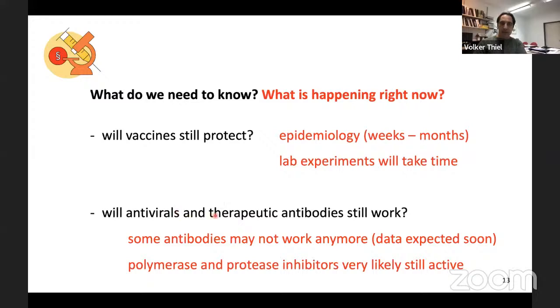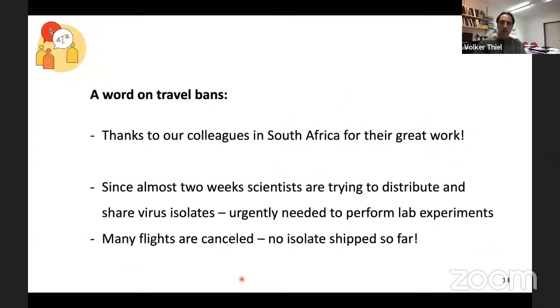Antivirals and therapeutic antibodies, will they still work? For sure, some antibodies that target those regions that are mutated in Omicron will probably lose their efficacy, but there will be surely some antibodies left that could be used as therapeutic antibodies. And for sure, antivirals that are currently the licensed ones are targeting polymerase and the protease. This is another target than the spike, and we don't see any mutations that would indicate any resistance to those antivirals. So most likely they will continue to work.